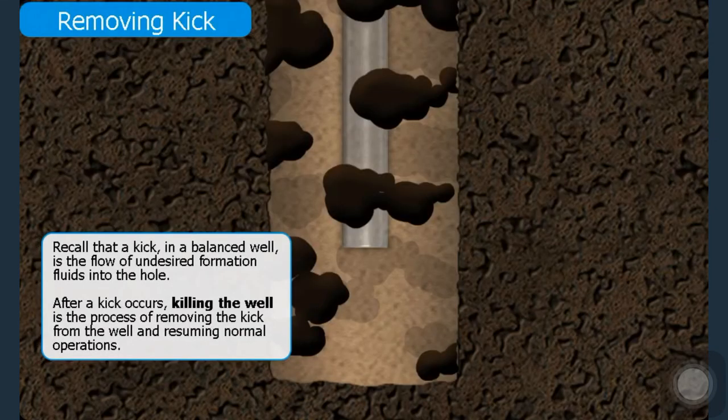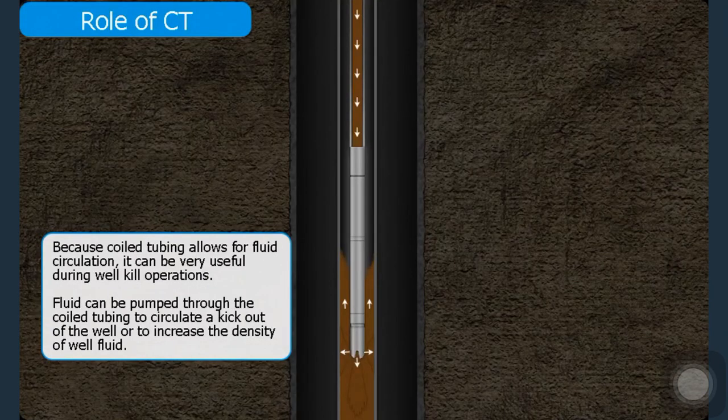Recall that a kick, in a balanced well, is the flow of undesired formation fluids into the hole. After a kick occurs, killing the well is the process of removing the kick from the well and resuming normal operations. Because coil tubing allows for fluid circulation, it can be very useful during well kill operations. Fluid can be pumped through the coil tubing to circulate a kick out of the well or to increase the density of well fluid.